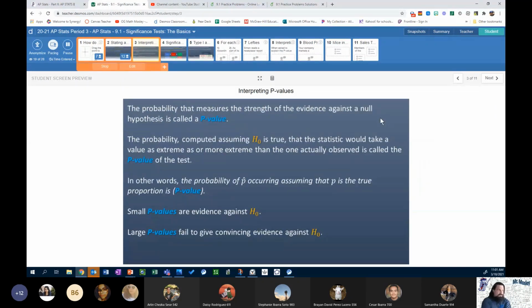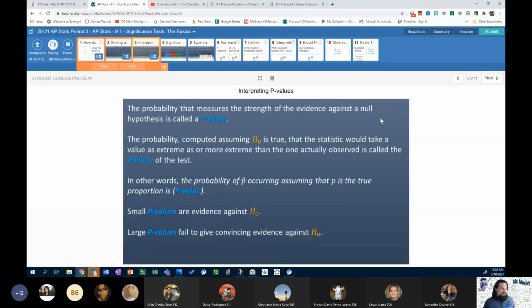Next, interpreting p-values. The probability that measures the strength of the evidence against a null hypothesis is called a p-value. The probability computed assuming the null hypothesis is true. So it's like a conditional probability, right? Given the null hypothesis is true, that the statistic would take a value as extreme as or more extreme than the one actually observed is called the p-value of the test.